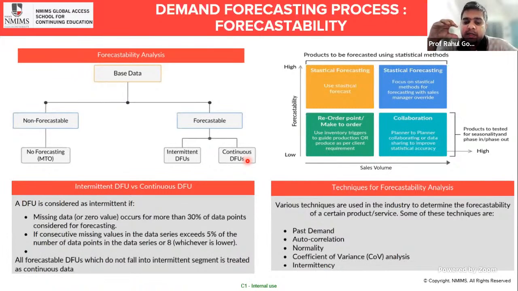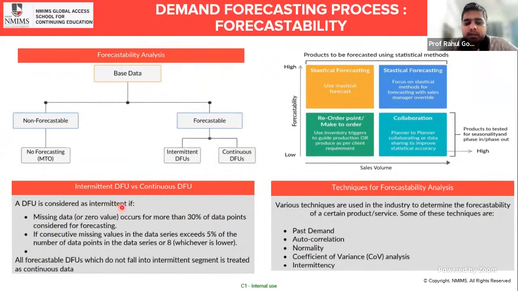Either the data is intermittent, and we saw that if more than 30% of the historical data is missing or zero, it is called an intermittent series. And continuous is when you have the data for all the timestamps. So let's say you are forecasting monthly, so there is data every month. If you are using 2 years of historical data, you have data for all 24 months. If you are doing weekly forecasting for the last 1 year, you should have 52 weeks of continuous data. Those are called continuous demand forecasting units.